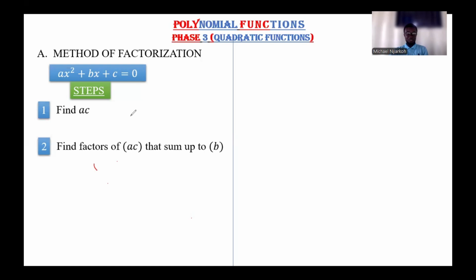So let's say if you multiplied AC and you had, let's say, 3, so that means let's say A is 1 and then let's say C is 3. So we have to find factors of 3, okay, that will sum up to give us B. So whatever your B will be, you have to make sure you find numbers that when you sum them up, they will give you B, and when you multiply, you get back your AC. That's what we do in step 2.